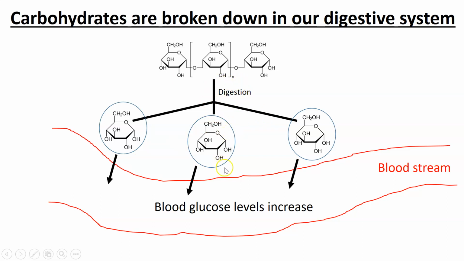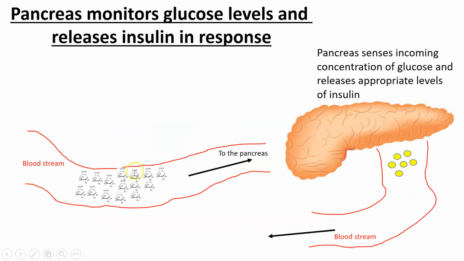It reaches the small intestine, it gets fully digested, so you start to get the production of individual glucose residues. These then can be transported from the small intestine into the bloodstream. So what happens next is that all this newfound glucose in your bloodstream travels, obviously through the bloodstream, and it eventually gets to your pancreas.